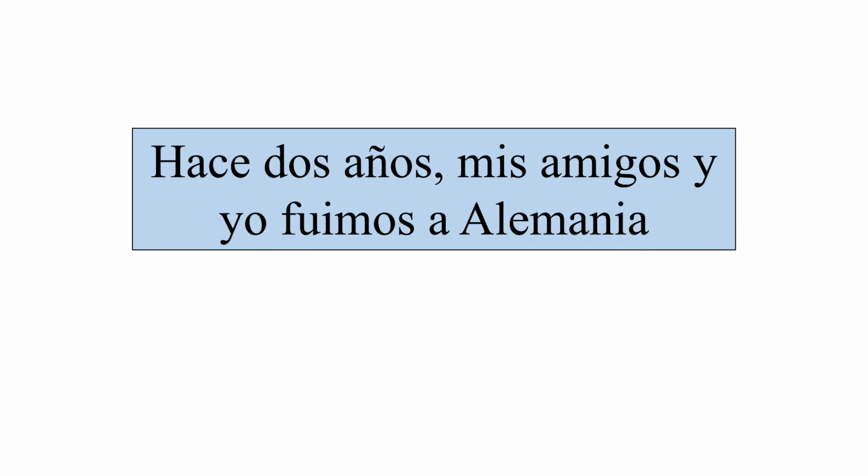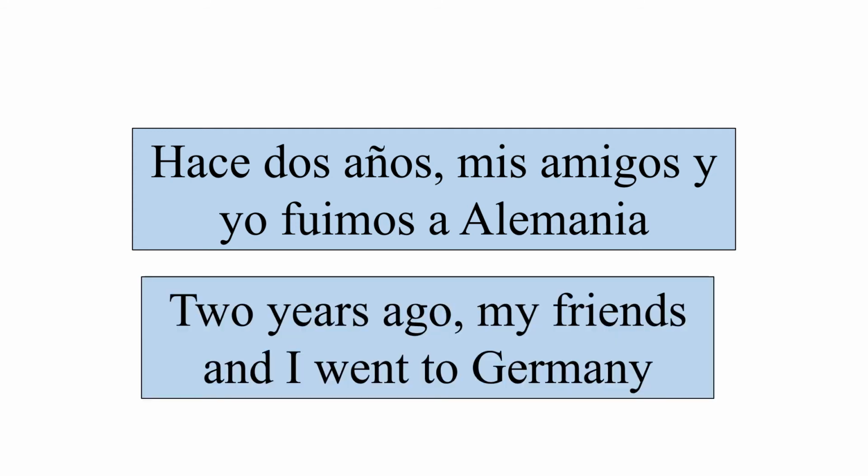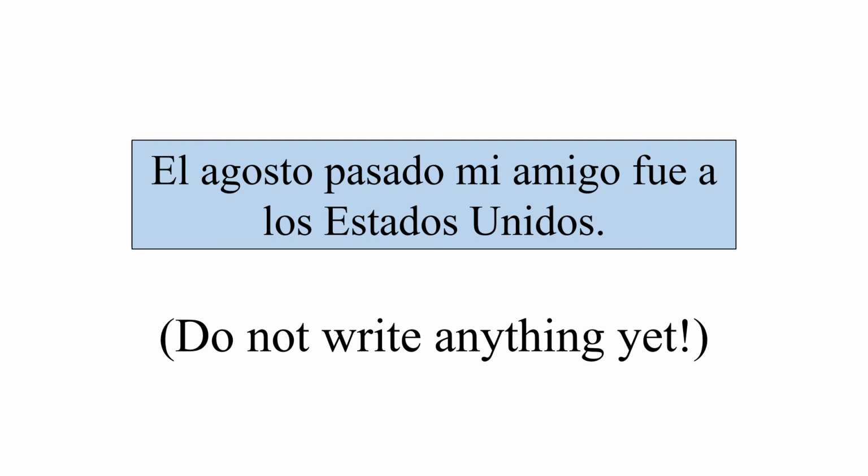So for this one, the correct Spanish translation is Hace 2 años, mis amigos y yo fuimos a Alemania. And the English translation is 2 years ago, my friends and I went to Germany. Good work on that one. Check yours really carefully. And let's move on to another sentence. And here is the next sentence. Okay, I'll start counting down now.